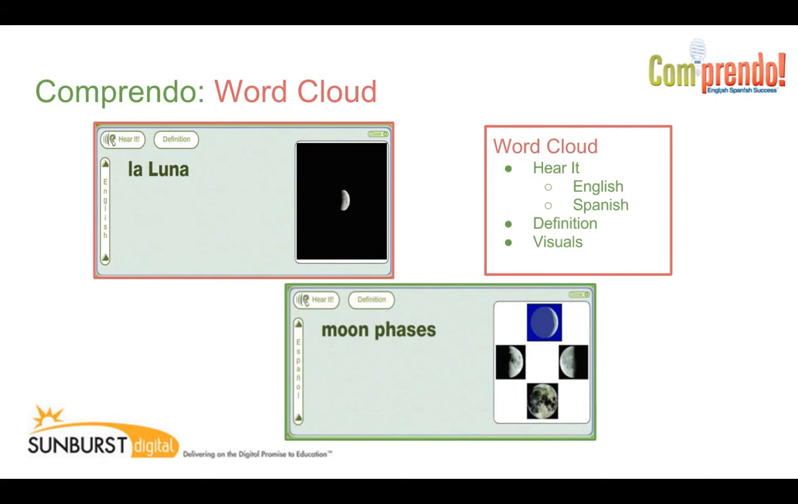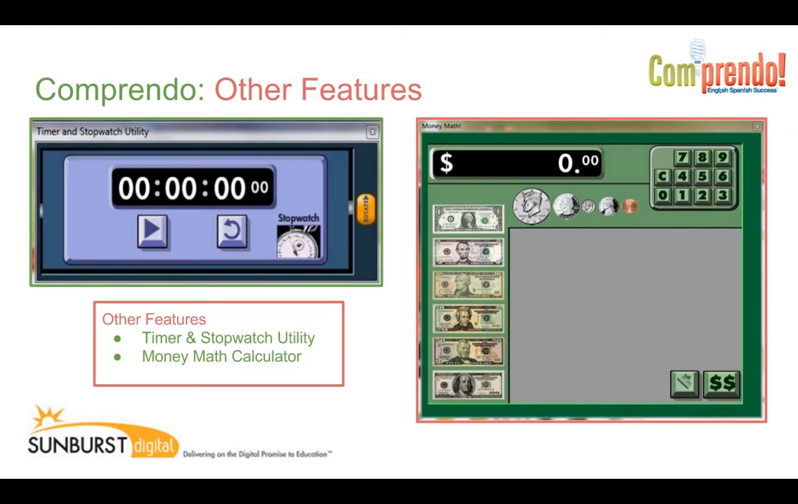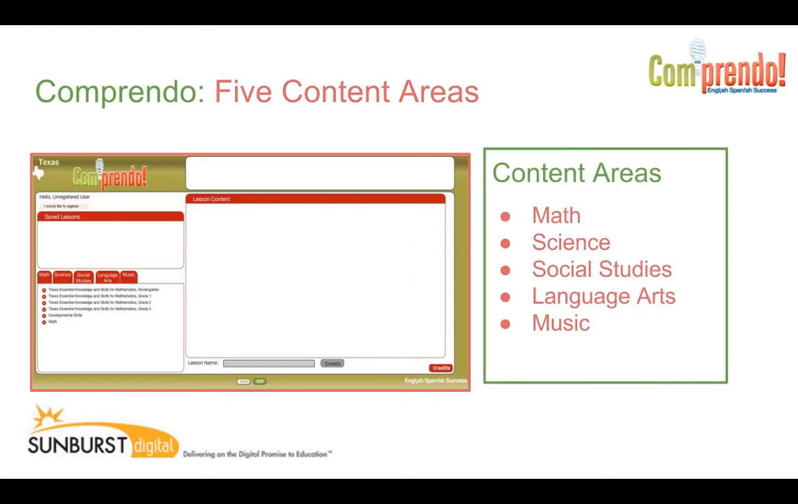There is the word cloud for vocabulary reinforcement. Students can hear the word in English and in Spanish and get a definition and see visuals. There are over 800 printable materials and activities within Comprendo. There's also a timer and a stopwatch and a money math calculator. There are 5 content areas within Comprendo: math, science, social studies, language arts, and music. So now let's look at Comprendo.